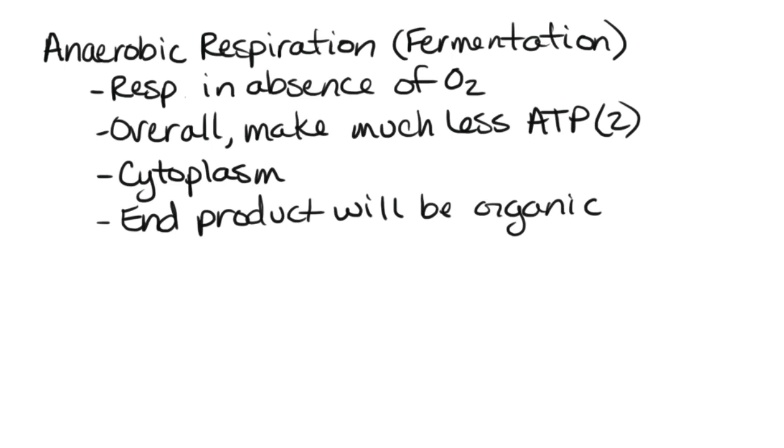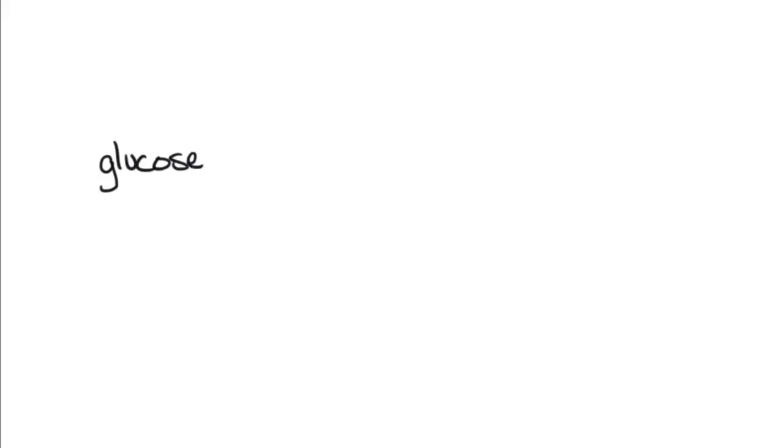And just for the 2 different types of fermentation that we're going to go through, one of them will be ethanol. And then when we look at the other one, it's going to be lactate. Regardless of whether there happens to be oxygen present or not, all respiration, aerobic and anaerobic, is going to start in the cytoplasm with glucose. And specifically, it is going to start with glycolysis.